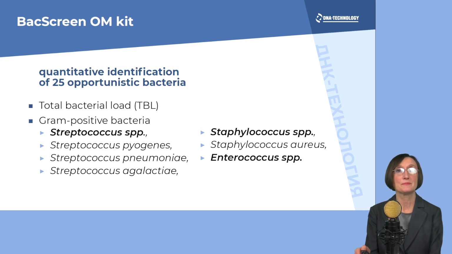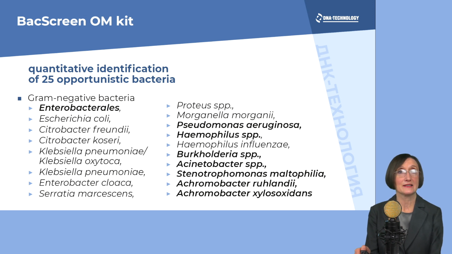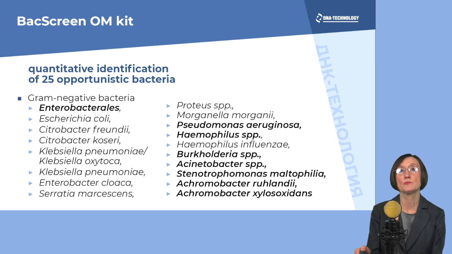The real-time PCR-based kit BacScreen OM allows us to detect and quantify 25 opportunistic bacteria. The kit determines the total bacterial load, TBL, and identifies gram-positive bacteria belonging to 3 genera of Bacilli class. 18 gram-negative bacteria are detected by the kit. They belong to Enterobacterales order and to Pseudomonas, Haemophilus, and other genera.